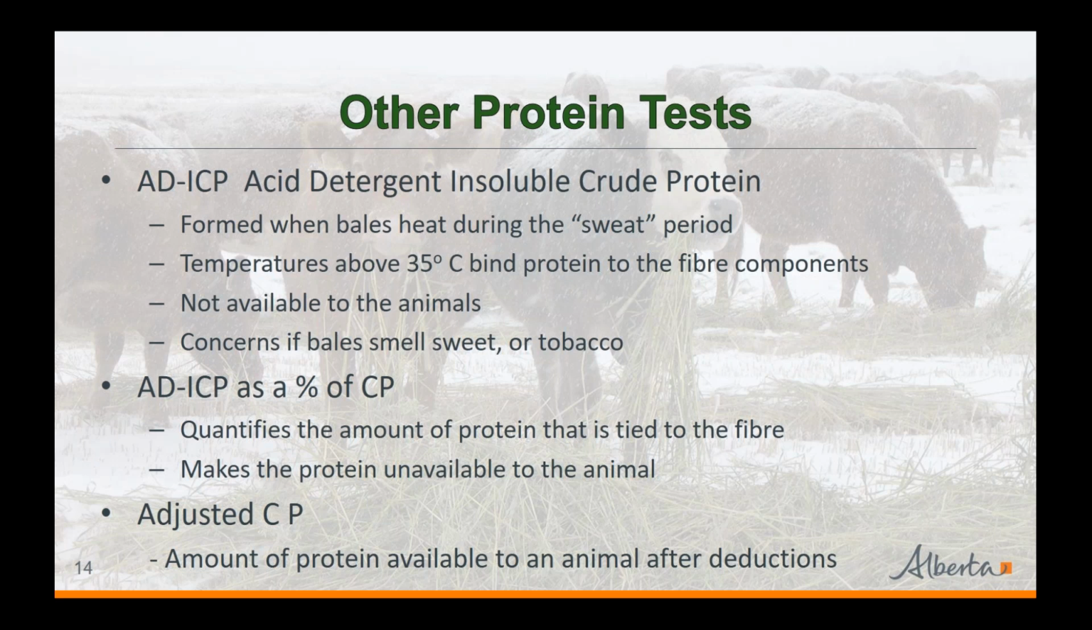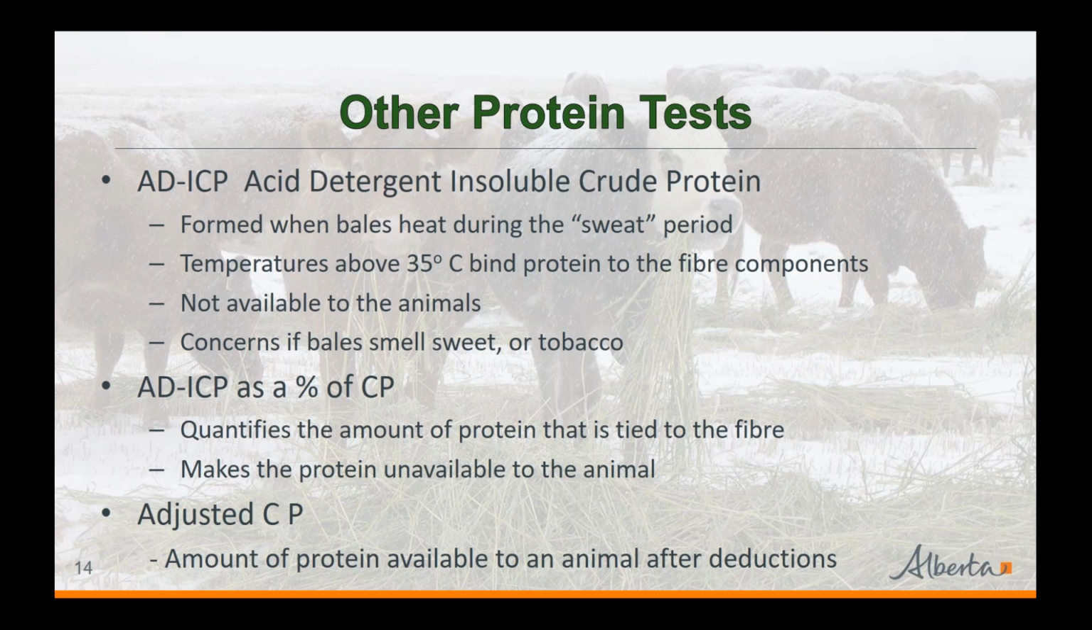Now, acid detergent insoluble crude protein as a percent of crude protein is an indication of how bad that heating damage has been in the bale. If it's below 5%, generally that's considered to be acceptable. As it goes up and that heating period continues, especially this year with the poor weather conditions, hay that was baled when it was not fully cured and the higher temperatures, that's when we're going to see this acid detergent insoluble crude protein going up.